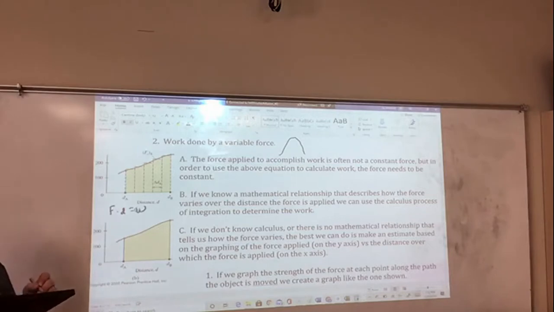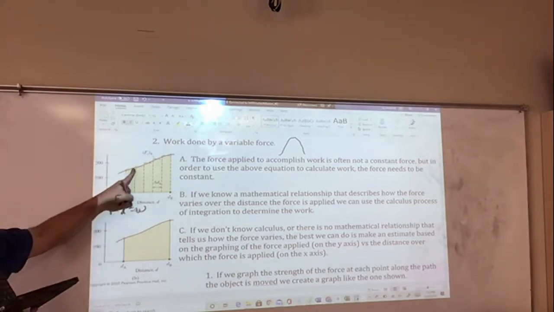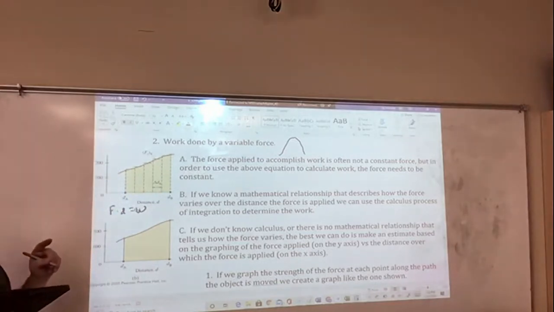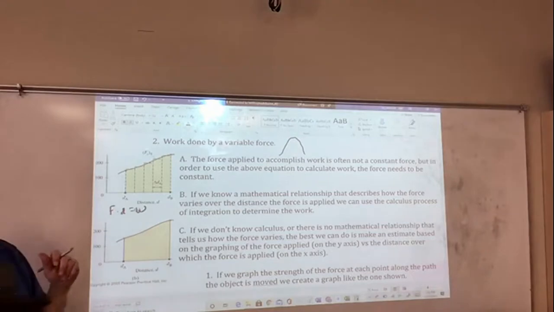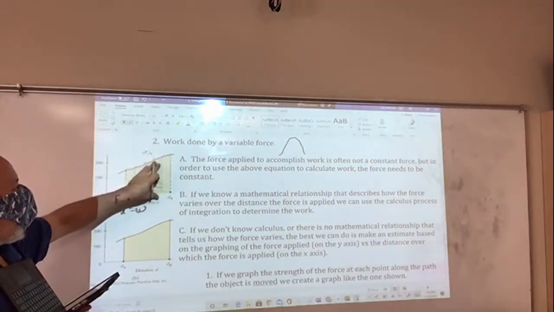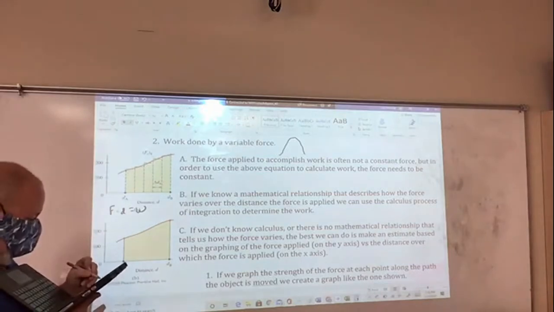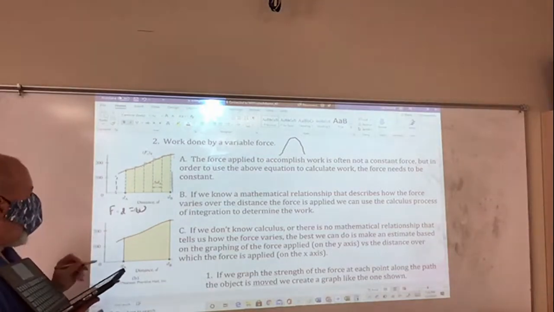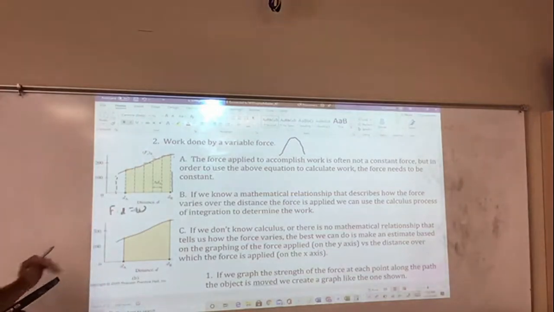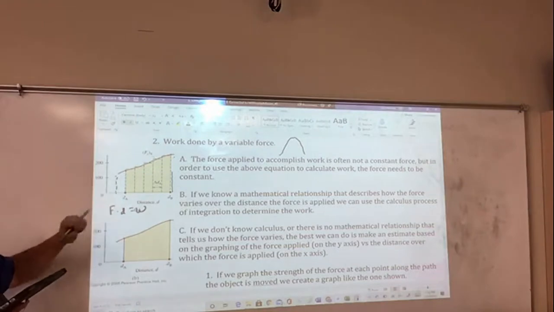You agree? Okay, so the area under this curve is the amount of work that I did. Whatever the number of units of area that are under this curve, it should extend all the way here, that is the amount of force that I use, because force times distance is the amount of work.